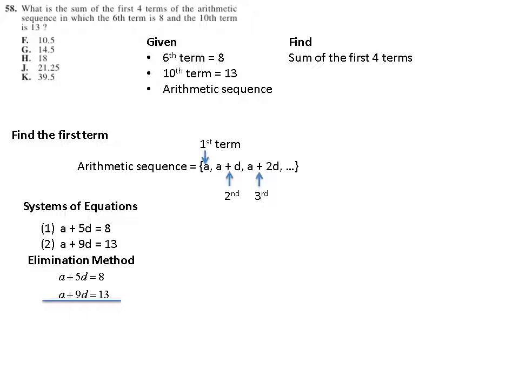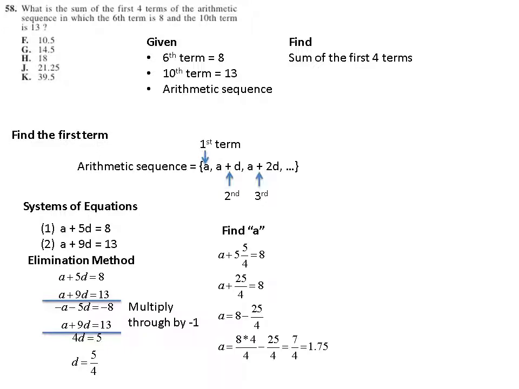So we pair them up using the elimination method, and we're going to multiply through by -1 on the top, which gives us negative a minus 5d equals negative 8. And so now we can add these equations together to get 4d equals 5. And then dividing both sides by 4, we get our common difference of 5/4.